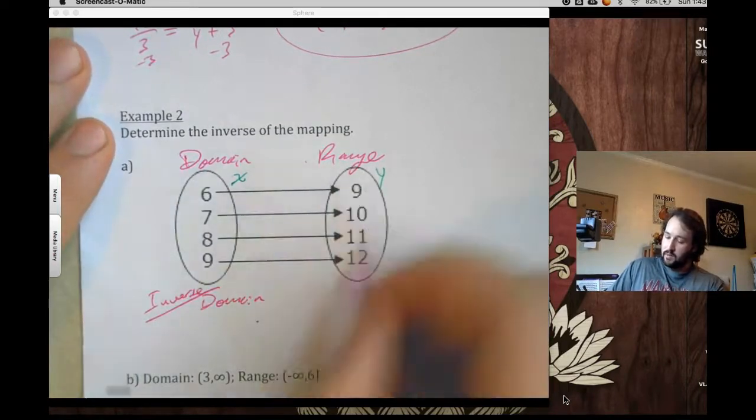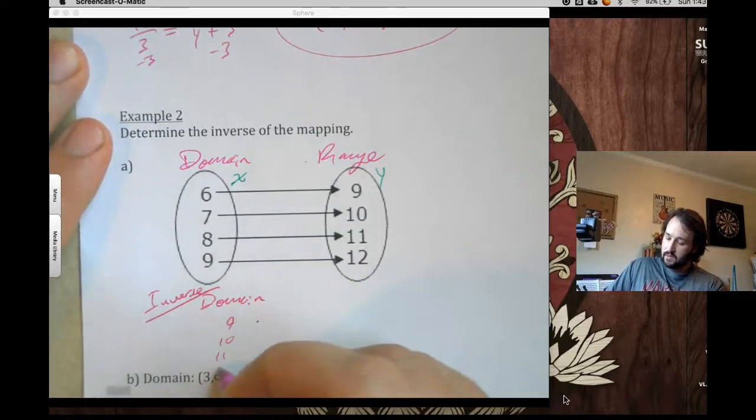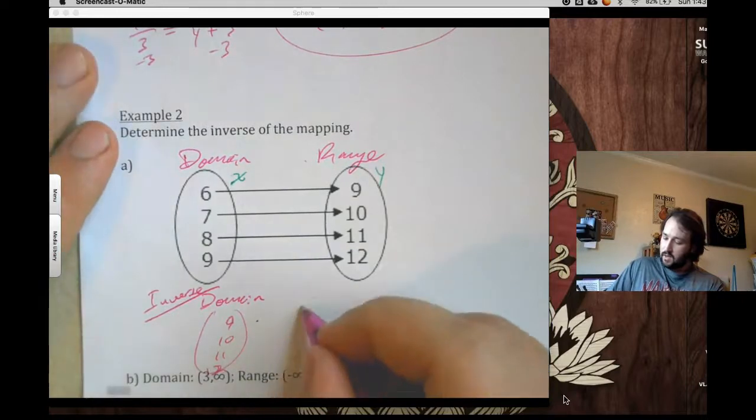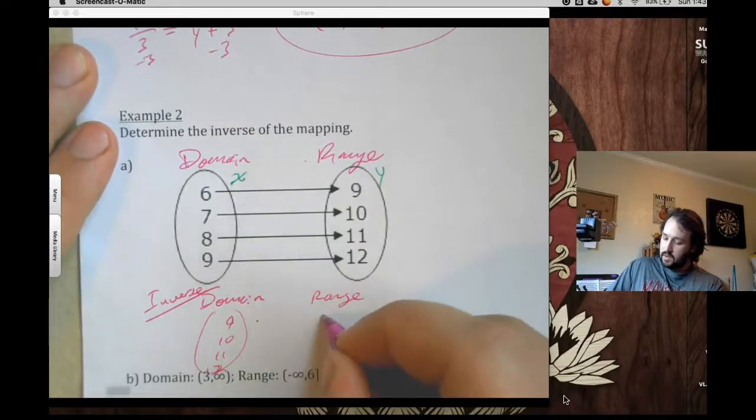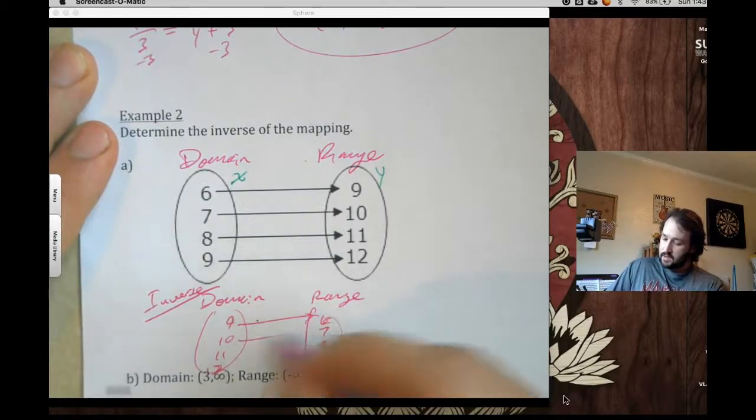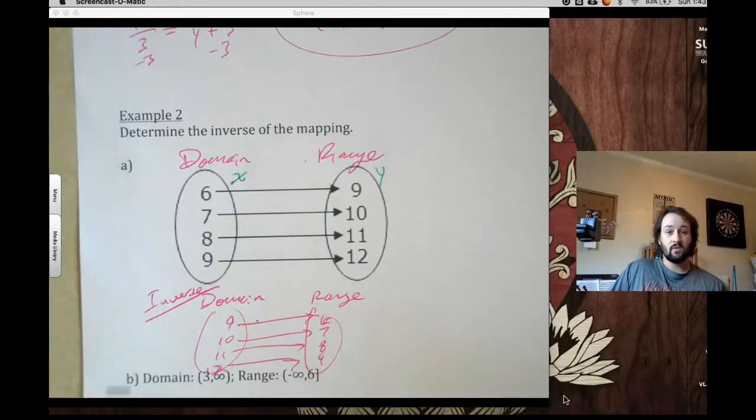The domain would now be 9, 10, 11, 12. And the range would be the 6, 7, 8, 9. And we'd have 9 to 6, 10 to 7, 11 to 8, 12 to 9. That would be your inverse mapping. You're just switching the x and y exactly where they are in the equation. Same thing all the way through.